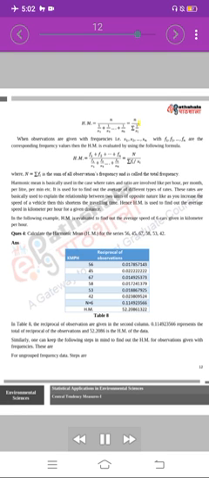When observations are given with frequencies, i.e. x1, x2, ..., xn with f1, f2, ..., fn as the corresponding frequency values, then the HM is evaluated by using the following formula. HM equals (f1 + f2 + ... + fn) divided by (f1/x1 + f2/x2 + ... + fn/xn), which equals N divided by the summation of fi/xi, where N equals the summation of fi, the sum of all observation frequencies, and is called the total frequency.